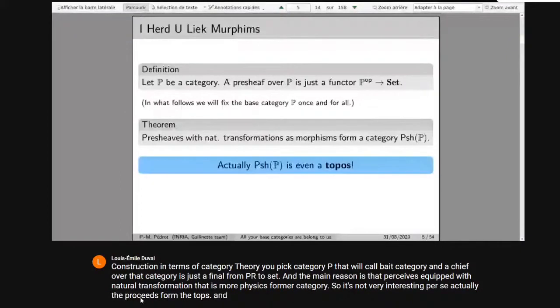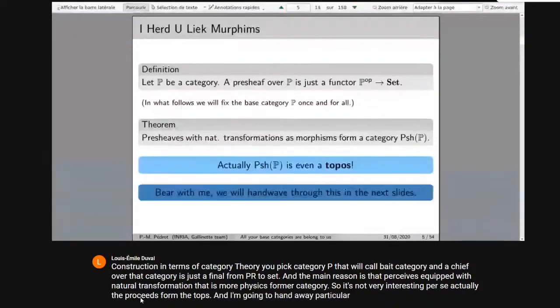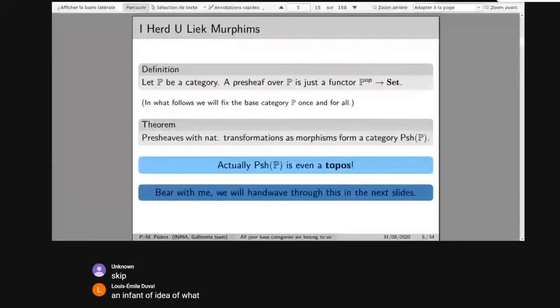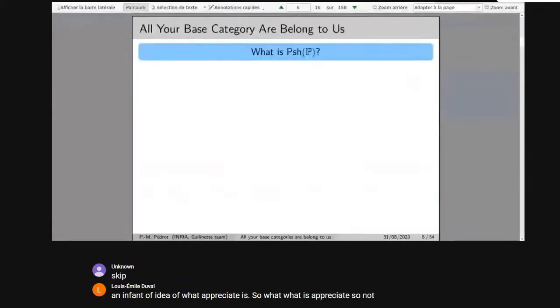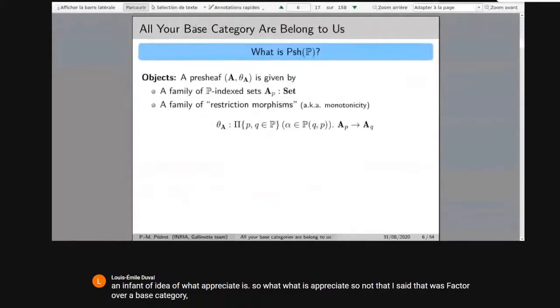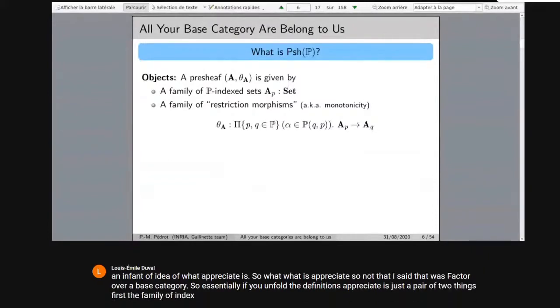And I'm going to hand wave quickly through this in the next slide so that you get an intuitive idea of what a presheaf is. So, what is a presheaf? So an object, so I said, that is a functor over a base category. So essentially, if you unfold the definitions, a presheaf is just a pair of two things. First, a family of index sets whose indexes are the objects of the base category.